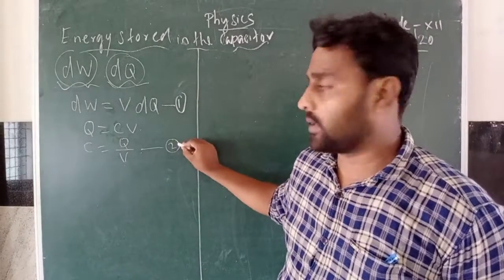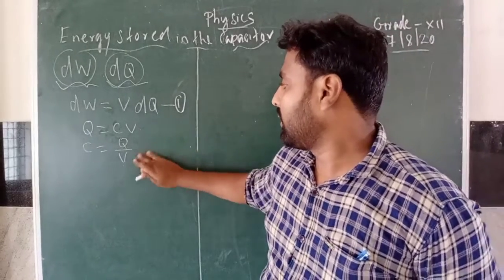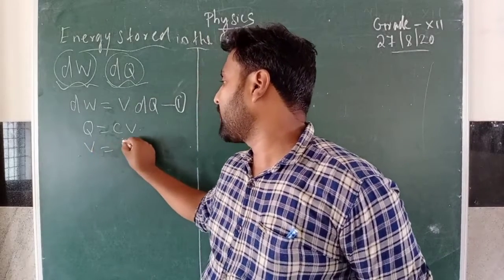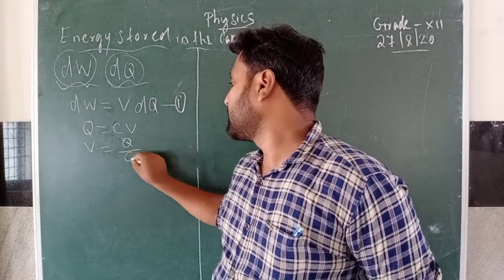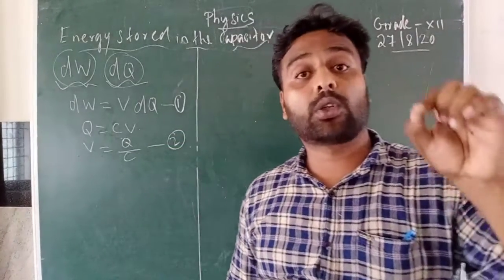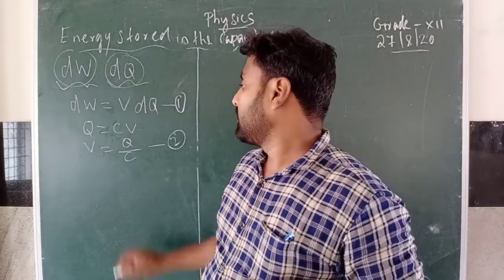Now substitute from this what? From this we can find V. V is equal to what will come? Q by C. This you keep as equation 2. So V is equal to Q by C.